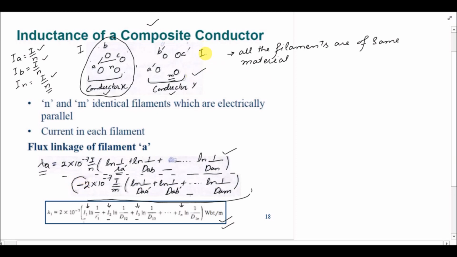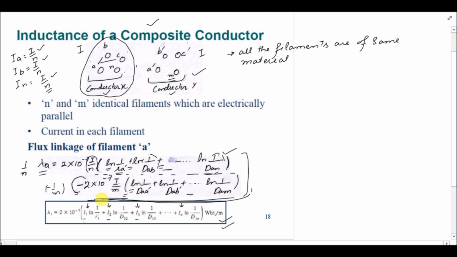Now if we have to simplify this equation, we know that there is a 1 by n term here and a minus 1 by m term in this part of the equation, right? And we have a natural log here, and there is a summation between the natural logs. So all these parts of the equations, 1 by dn, 1 by dab, 1 by r dash, can be written in the multiplication form with only one natural log, right? Similarly for this part of the equation.